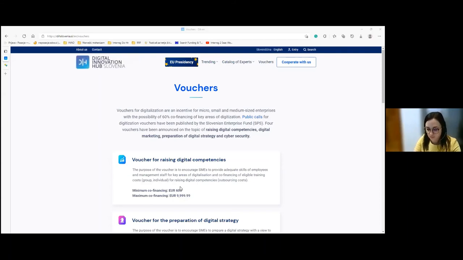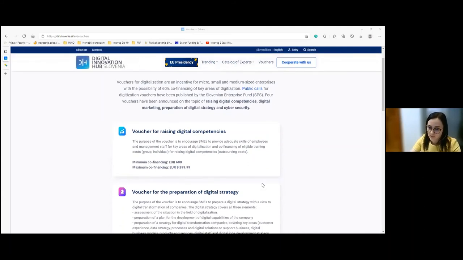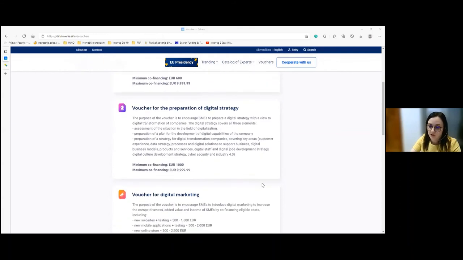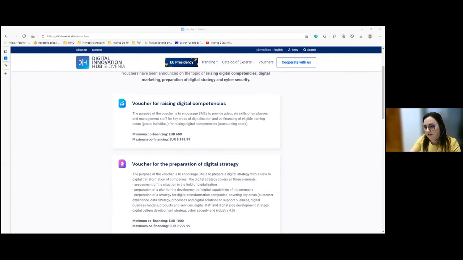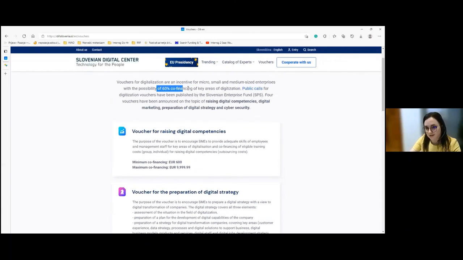This is the second good practice, and they have formed vouchers. These are the vouchers I have shared on the screen. We have four different vouchers for digitalization: one for raising digital competencies, one for the preparation of a digital strategy, one for digital marketing, and one for cybersecurity. The funding is 60% co-financing, which I believe is a very good percentage.